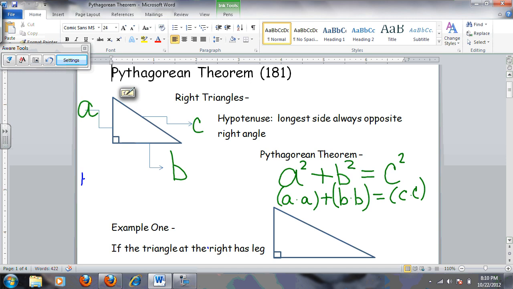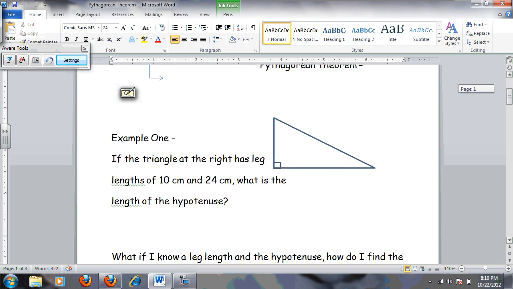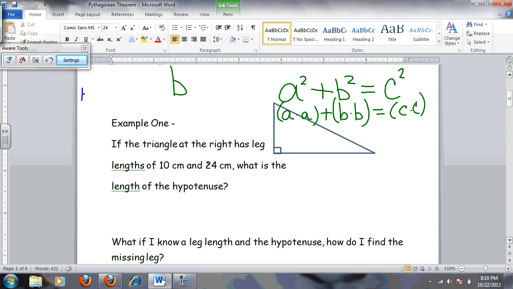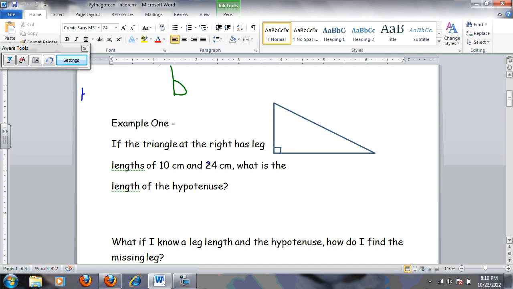Okay? Let's put this into practice. Example 1. This is on page 182. What if I give you a right triangle and I tell you that it has leg lengths of 10 centimeters and 24 centimeters? Let's label those: 10 centimeters and 24 centimeters. We need to find the length of the hypotenuse.